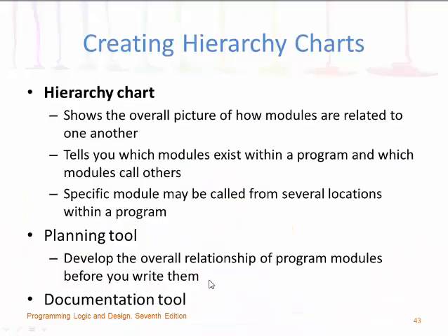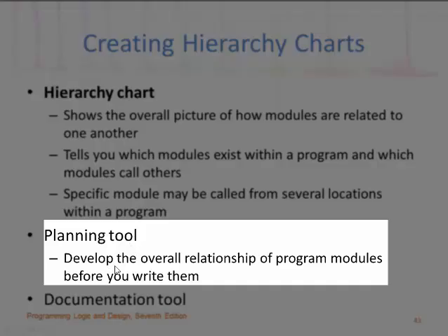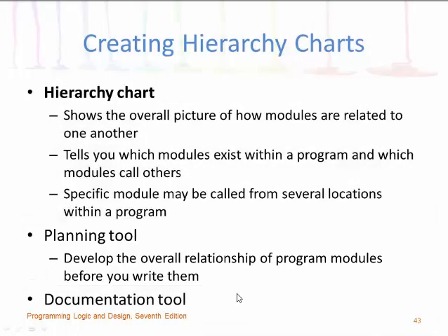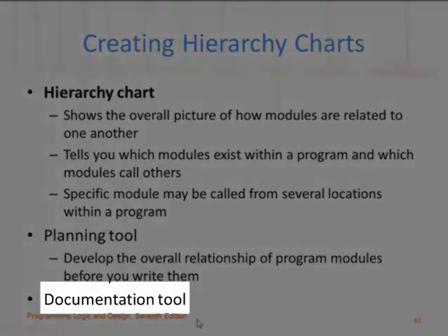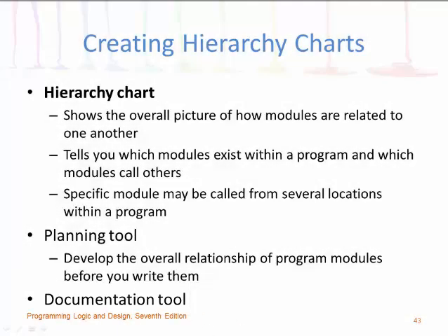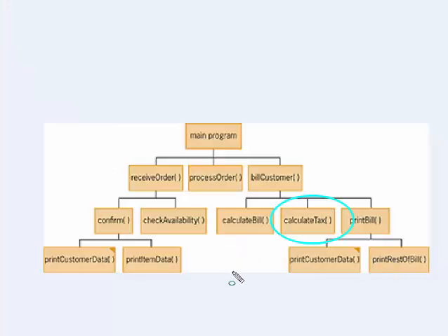So our hierarchy chart is a planning tool to develop the overall relationship of program modules before you write them. And hence it is a documentation tool to help others see how modules are related after a program is written. For example, if the tax laws change and a programmer must rewrite the calculate tax module, the hierarchy chart shows other dependent modules that might be affected. So what's going to be affected if you change the calculate tax module?